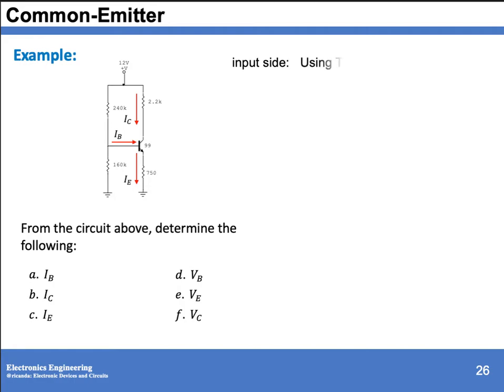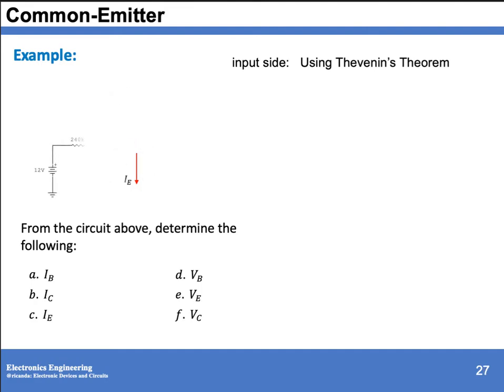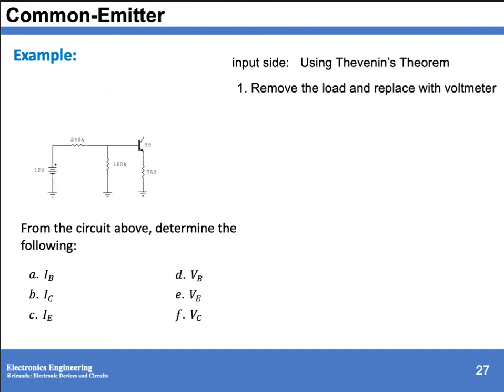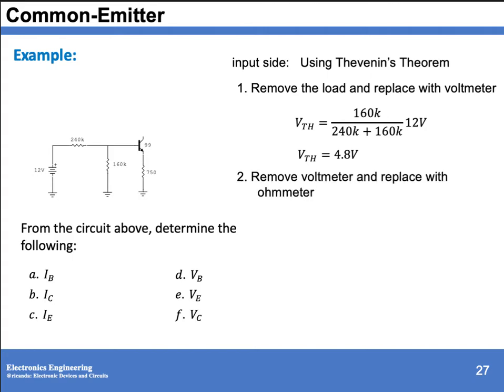So at the input side, using Thevenin's theorem, we have first to solve for your VTH, which is equivalent to 160K over 240K plus 160K times 12. So we have a VTH equivalent to 4.8 volts. Step 2, we have to remove the voltmeter and replace with an ohmmeter. So we have RTH equals 240K times 160K over 240K plus 160K, or that is equivalent to 240K in parallel with your 160K. So we have 96 kilo ohms.